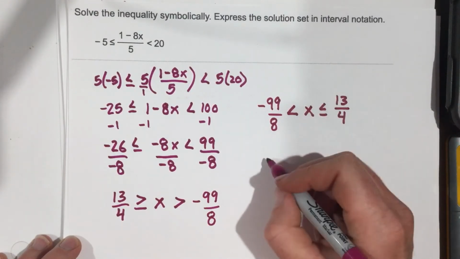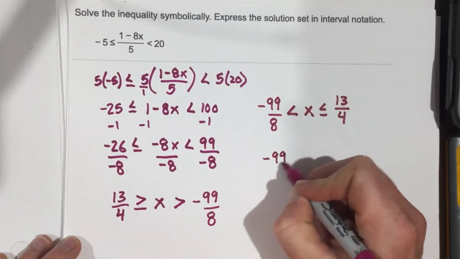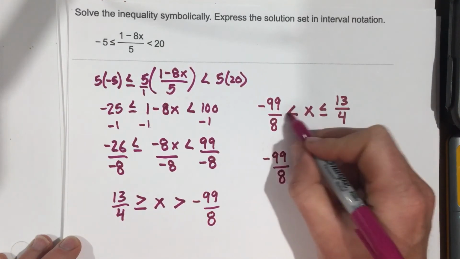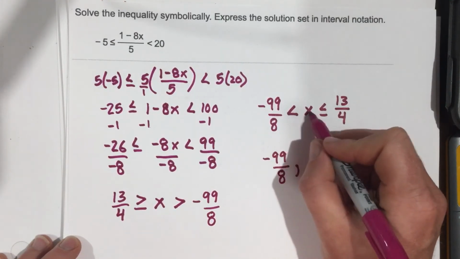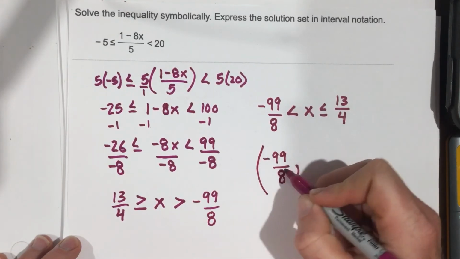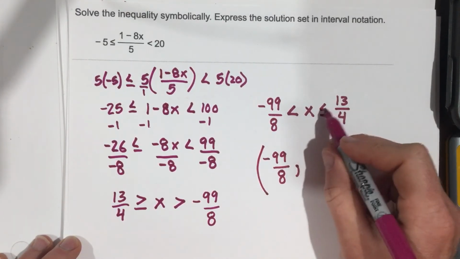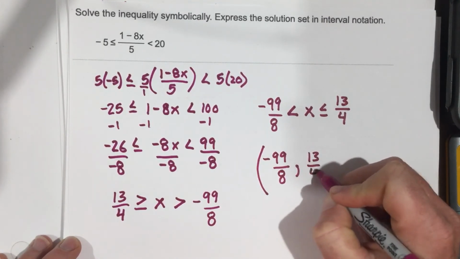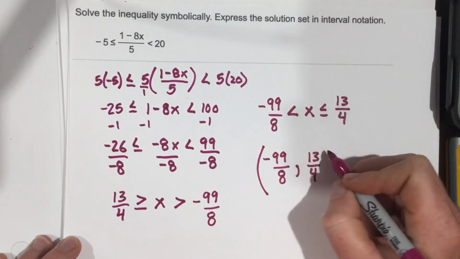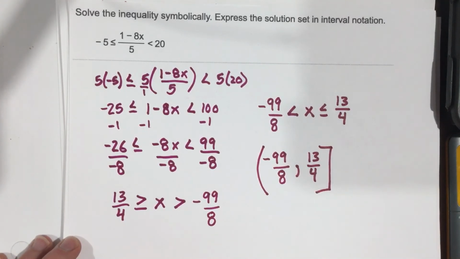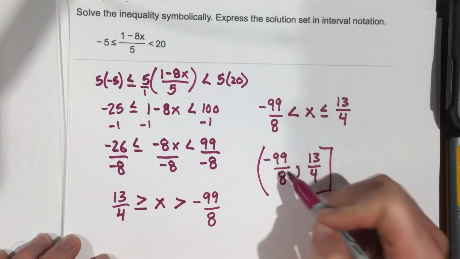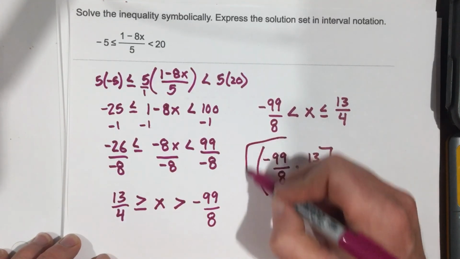Well, that means that negative 99 over 8 is the smallest number, but we can't equal it because it says x has to be greater than that. So we can't equal that. We can be just above it. This one we can equal, 13 over 4. So we're going to say 13 over 4, but because we can equal it, that's a bracket saying, hey, 13 over 4 is a solution, but anything less than 13 over 4 all the way down to negative 99 over 8 also works. So here's our solution set.